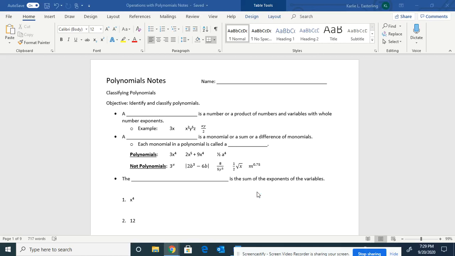All right, so today we are going to start covering some information about polynomials and classifying them.